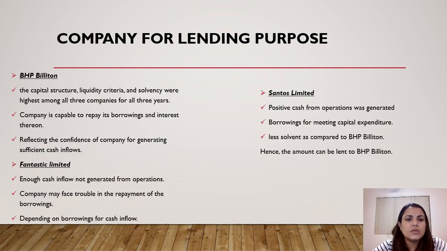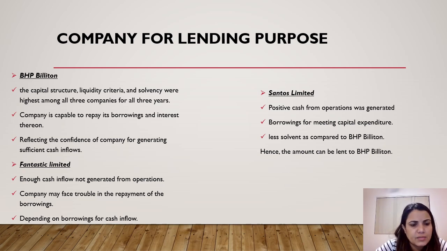So, moving towards another slide, it is a comparison of the companies for lending purpose. BHP Billiton's capital structure, liquidity criteria, and solvency were highest among all three companies for all the 3 years, in the years 2017, 2018, and 2019. The company is capable of repaying its borrowing and interest thereon.